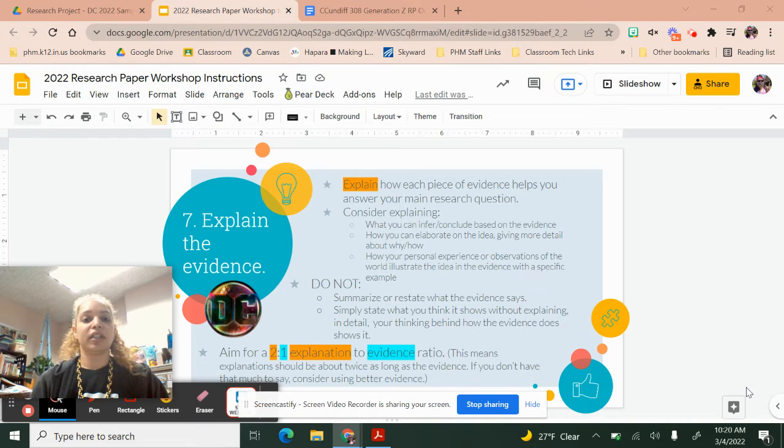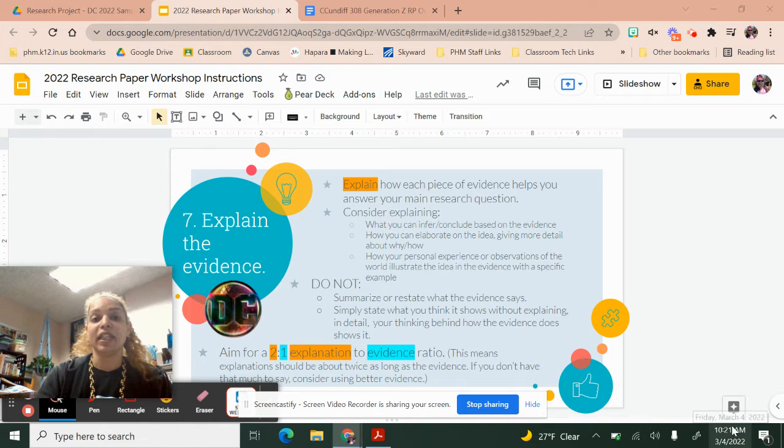So, you want to consider explaining either what you can infer or conclude based on the evidence, or how you can elaborate on the idea, giving more detail about why and how. Also, you can explain your personal experience or observations of the world that illustrate the idea in the evidence with a specific example. You absolutely should not be summarizing or just telling what the evidence says.